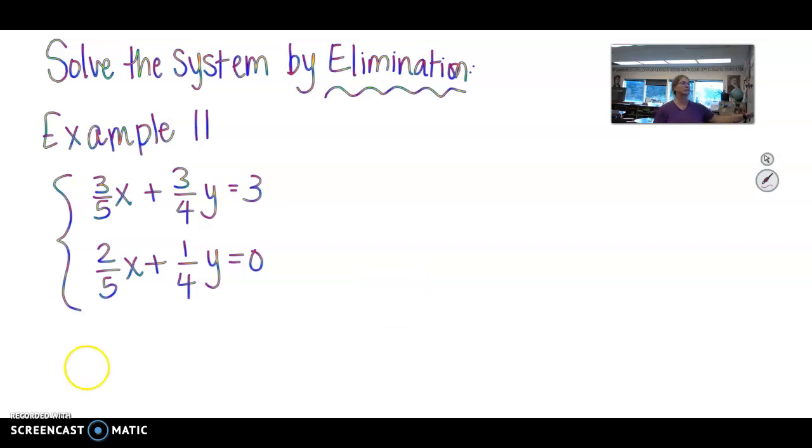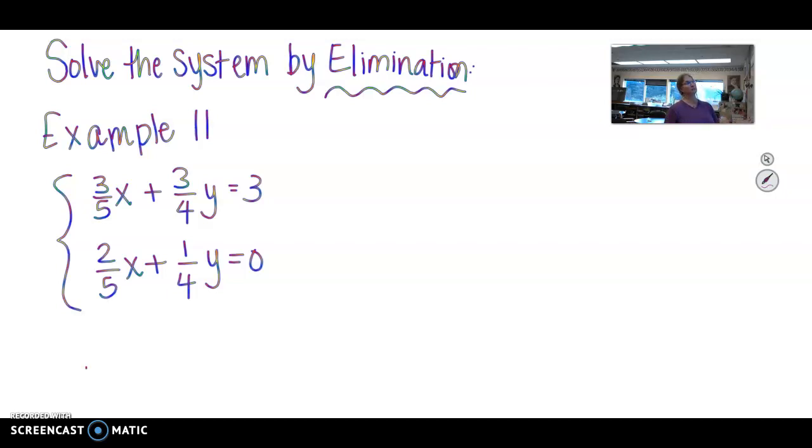All right, in our previous videos, we solved systems of equations by graphing, by substitution, and we got to elimination, but we just did one or two problems with elimination. So I'm going to continue with solving systems of equations using elimination in this video.